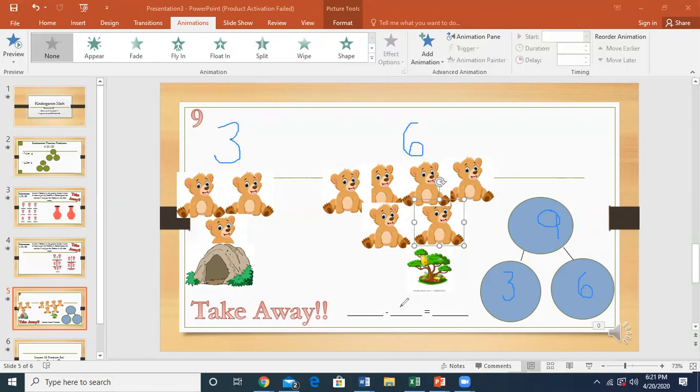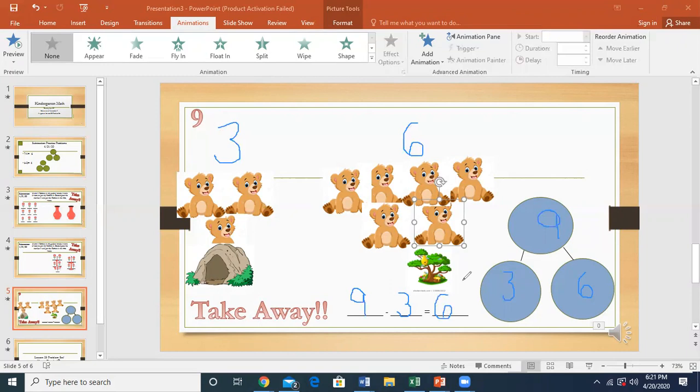So let's go down to our number sentence, our subtraction problem. I know what number always goes in this first spot. The total. Great job. And remind me again what our total is. 9. Great job. So I have 9 minus or take away. Remember, take away is always in our subtraction problems. 9 take away 3 bears that went to the cave equals the number 6. So we have 9 minus 3 equals 6.